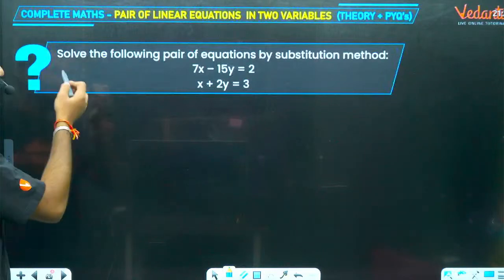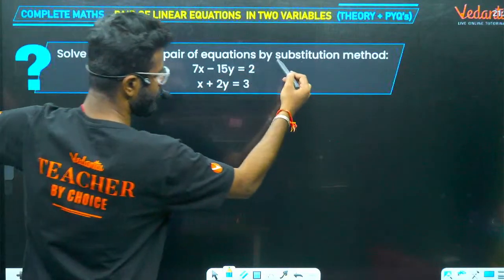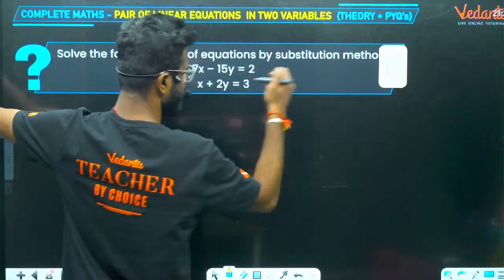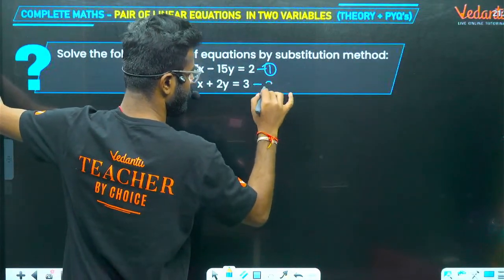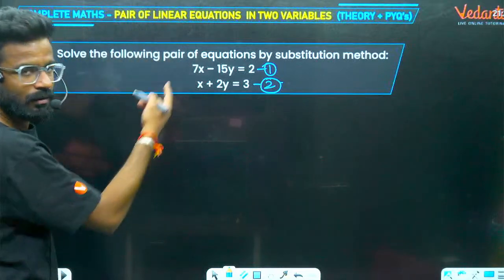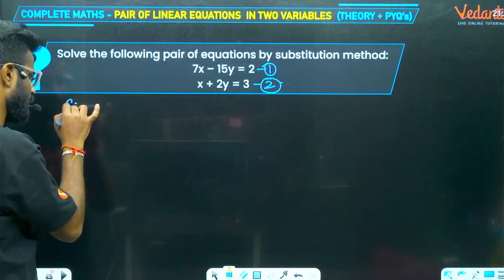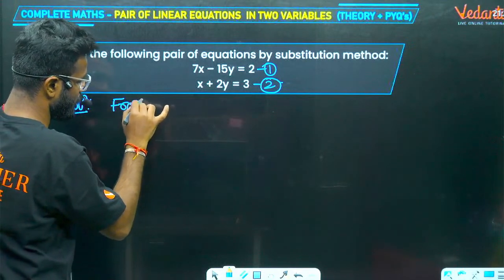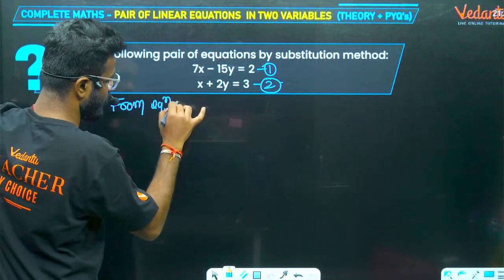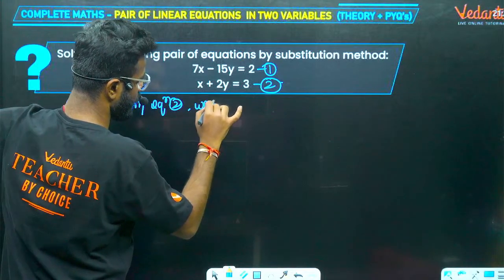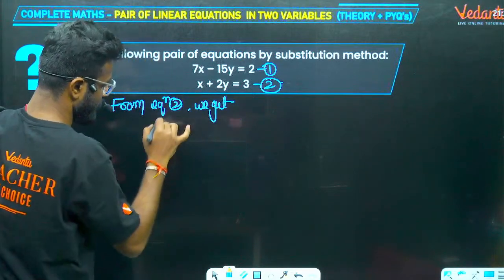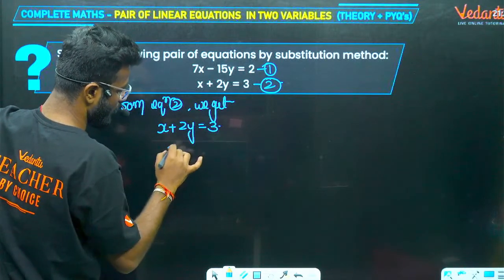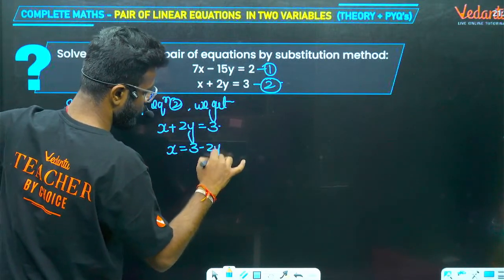Solve the following pair of equations by substitution method. In the substitution method, firstly you have to name these equations as first and second. Now which one is easy? The second equation, obviously. From the second equation we get x plus 2y is equal to 3. So x is equal to 3 minus 2y.